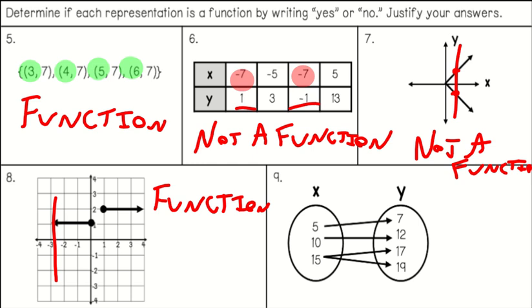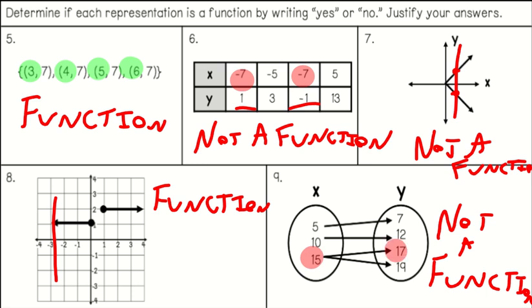Not a function. All right, so on number 9 here, I push 15, I got a 17, right? I push 15 again, I got a 19. That means it doesn't work. Everybody see that? We got 2 lines coming from the 15 going to different numbers. That one means it's not a function then. Okay? Any questions?